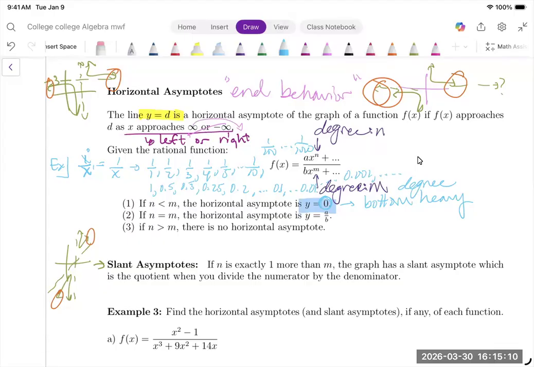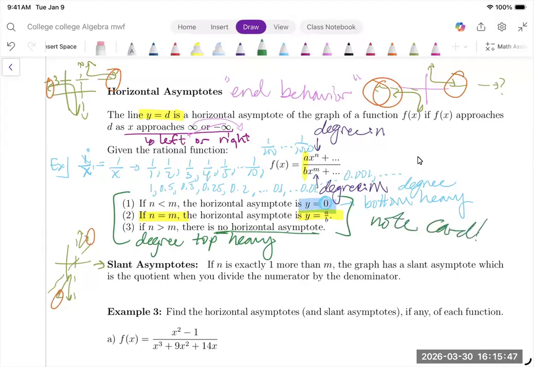If the degrees equal each other, then it's the ratio of the leading coefficients. Y equals a over b. That's the ratio of the leading coefficients, just a over b, if they're equal. And if we are degree top heavy, then there's no horizontal asymptote. These 3 things you might want to put on your note card. But also, if you have a graphing calculator, you can just graph and look.